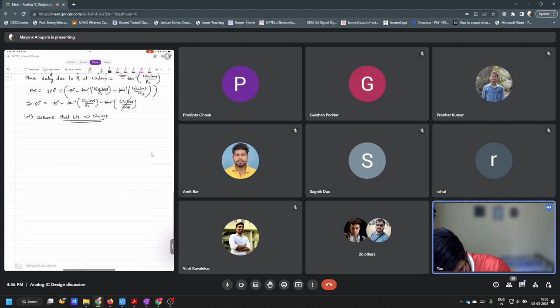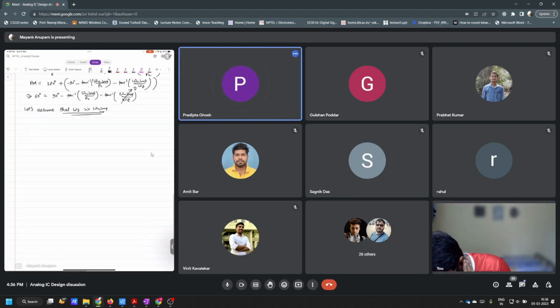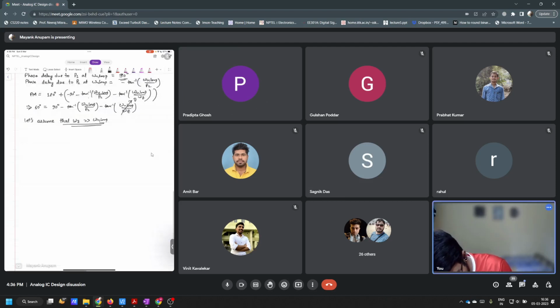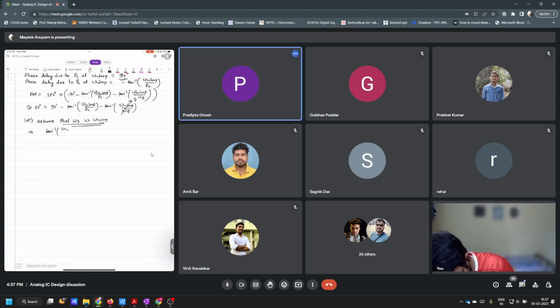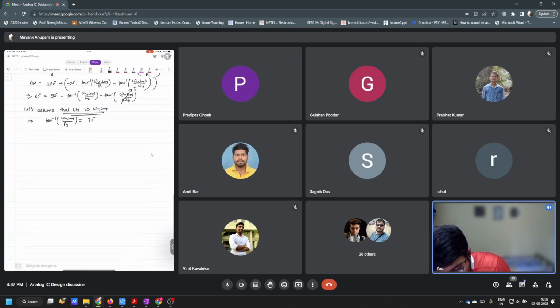If I assume this, then this term will be 0. Sorry, my bad, so this is 90 degrees. In that case, tan inverse of omega u loop by P2 will be equal to what? 30 degrees, right? So what is the relation between omega u loop and P2? Tan 30 degrees, right?